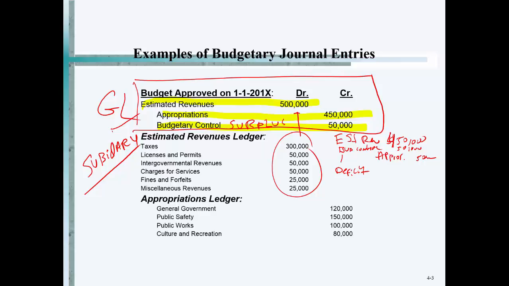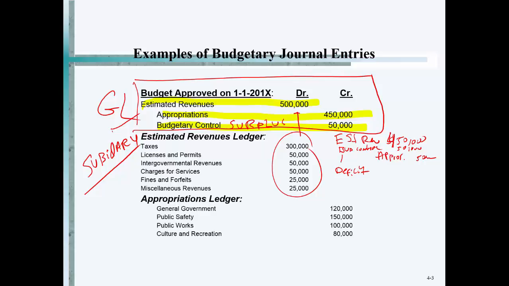If we don't have this appropriation, we have no legal authority to spend money. That's why they shut down the government a couple times, right? Because they did not pass an appropriation. They did not have the legal authority to spend money. So once we get that appropriation, we credit appropriation and we credit budgetary control. And when we credit this budgetary control here, this government has a surplus, right? Okay. This government has a surplus.